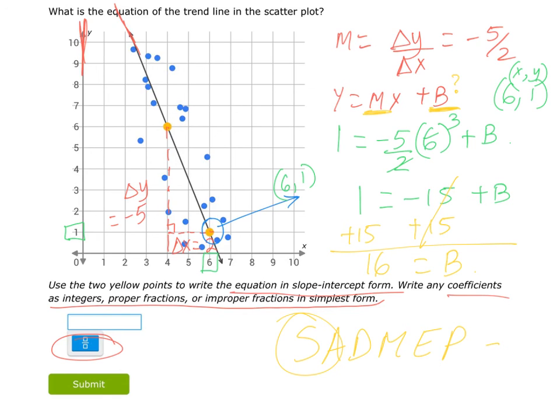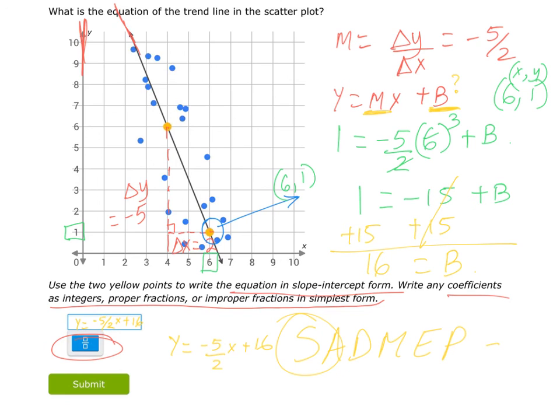So our equation finally looks like this, which we'll plug in over here. And that's how this exercise is done.